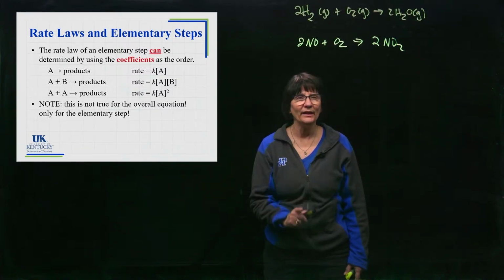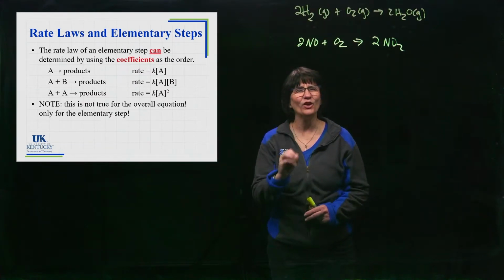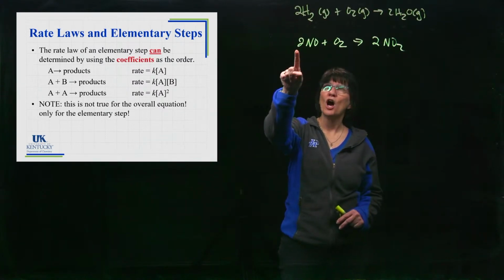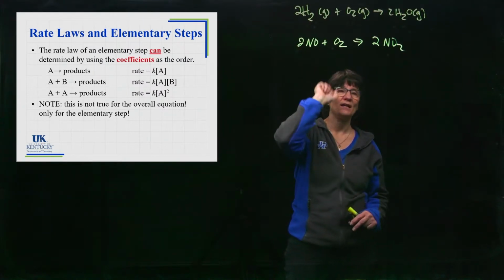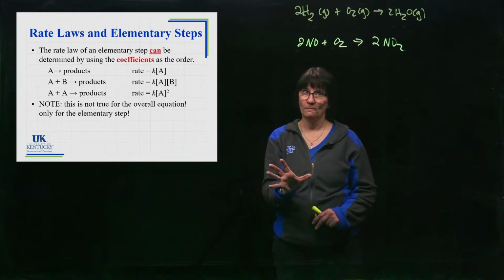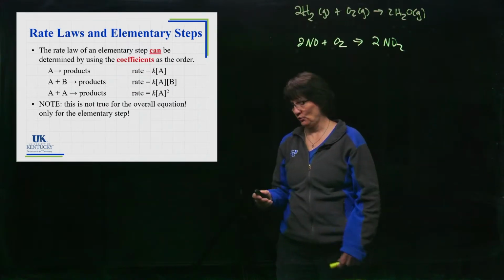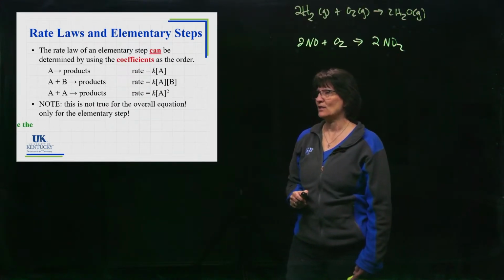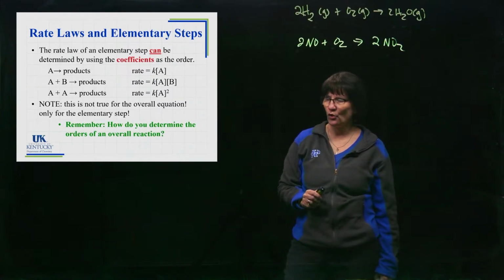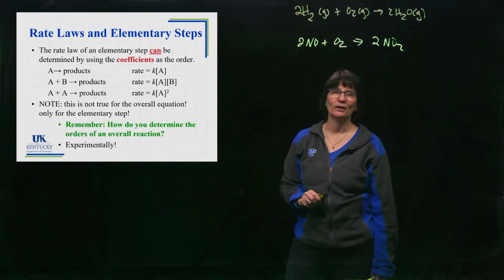Okay? Please remember, when you go back and start studying for the exams, you cannot use those coefficients for an overall reaction. When you know an overall reaction, you cannot use those powers, those coefficients as the powers. They have to be experimentally determined. But when you know a rate law has a bunch of elementary steps, and each one of these elementary steps, you can use the coefficients as the orders. Okay? So that's a reminder. How do you determine the order of an overall reaction? The answer starts with an E. Experimentally.